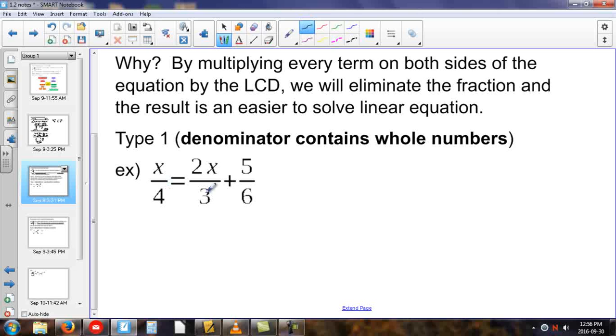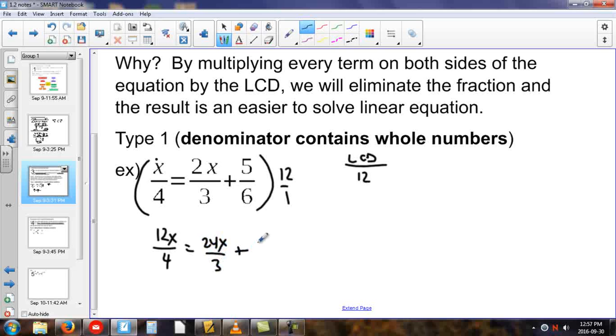So if I look at the 4, the 3, and the 6, the LCD in this problem would be 12. 4 goes into 12, 3 goes into 12, and 6 goes into 12. So now what I want to do is multiply everything by 12, specifically 12 over 1. If I do it on the left side of the equal sign and on the right side, it should be balanced. And so I get 12x over 4 equals 24x over 3 plus 5 times 12 is 60 over 6.